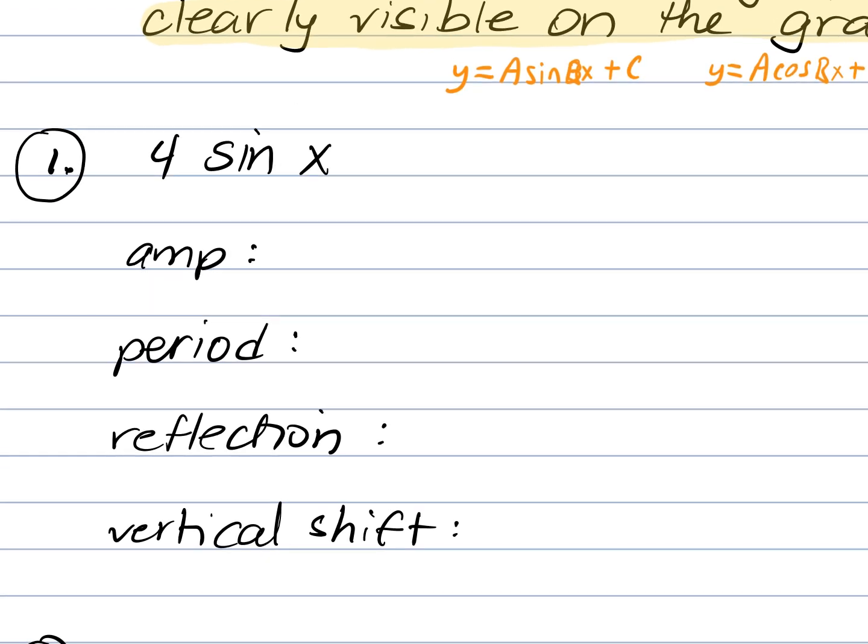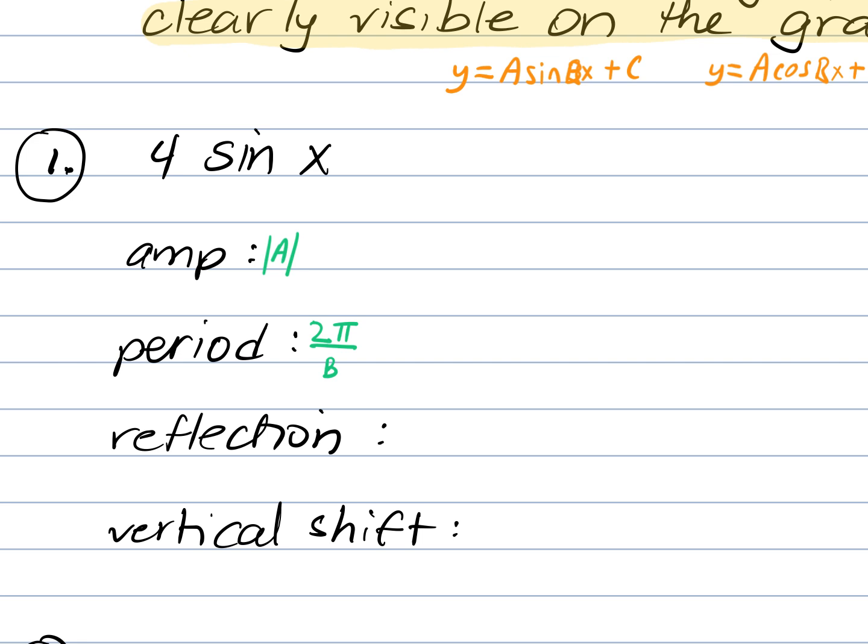Now, a couple things that these letters A, B, and C tell us. A is going to tell us what our amplitude is. Now, our amplitude is always going to be the absolute value of A. So whether it's positive or negative, we're always just going to take the positive, and that's going to tell us how high or low the function is going to go. All right, our period. Sine and cosine both have a period of 2 pi generally. So if there's something else inside of the sine or cosine function, you're going to divide by that number, and that's going to be divided by b, whatever's inside of the function with the x.